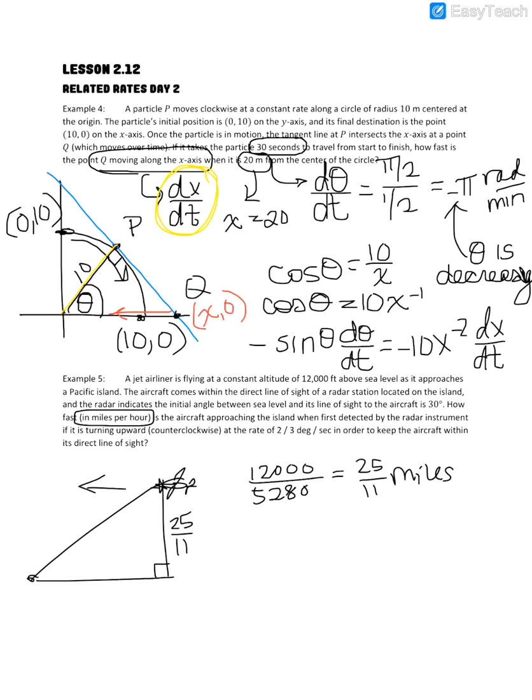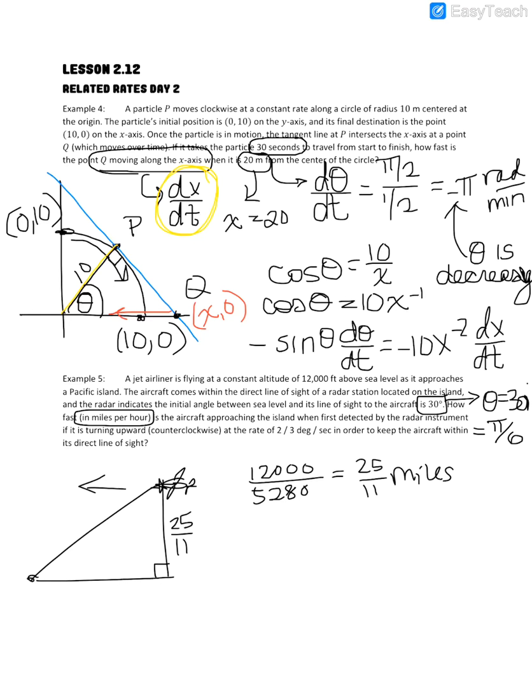Okay, the next thing is that the initial angle of the aircraft is 30 degrees. You really need radians or it won't work out correctly. So this is actually going to be our theta that we want, 30 degrees, but we do want to make it into radians, so that would be pi/6.